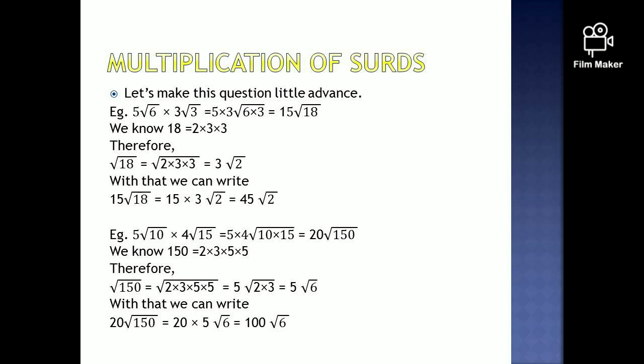Yes. We can write 150 as 2 into 3 into 5 into 5. Therefore, we can write square root of 150 as 2 into 3 into 5 into 5. With that you can take 5 into 5, the couple, out, and you can write it as 5 times square root 2 into 3, that is 5 root 6. With that you can write 20 root 150 as 20 into 5 root 6, whereas 20 into 5 is 100, and it turns into 100 root 6.